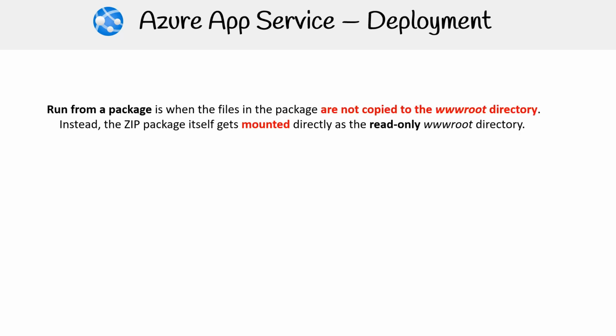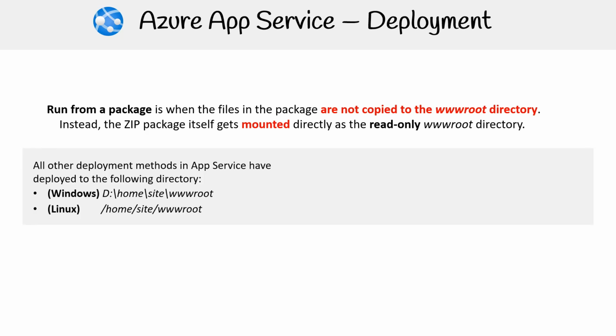Run from a package is when the files in the package are not copied to the www root directory. Instead, the zip package itself gets mounted directly as the read-only www root directory. All other deployment methods in App Service deploy to the following directory. For Windows, we use /home/site/wwwroot. For Linux, we use /home/site/wwwroot.